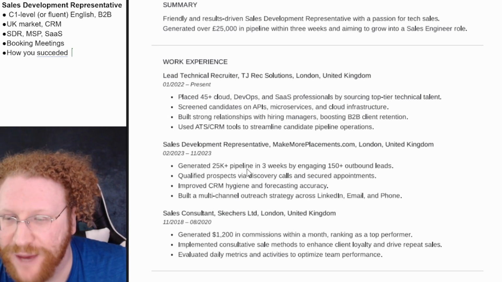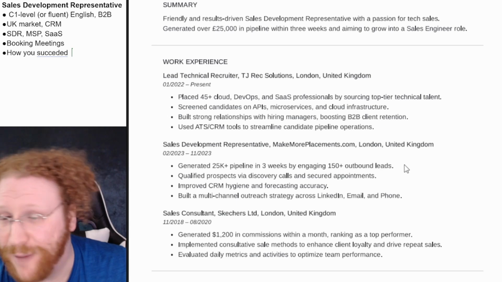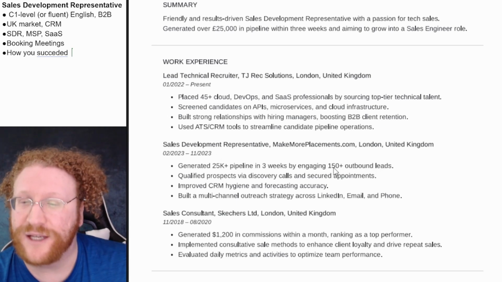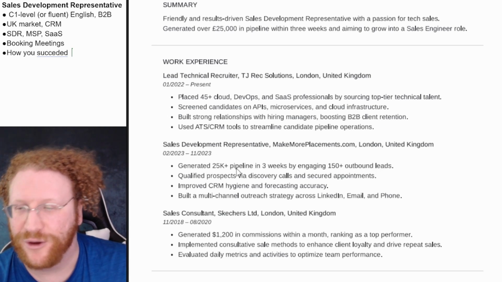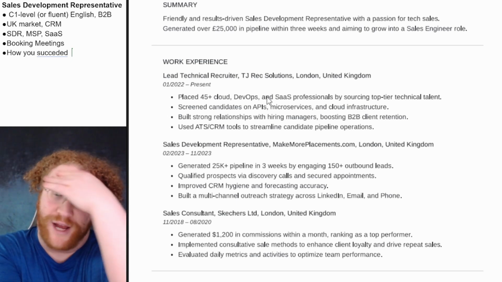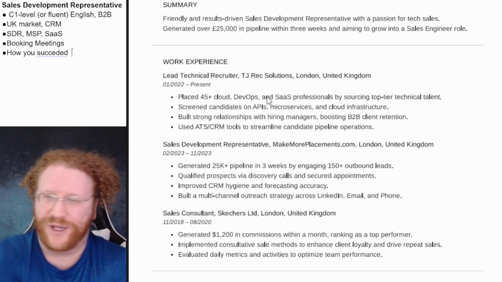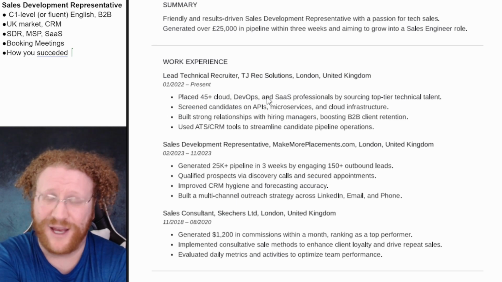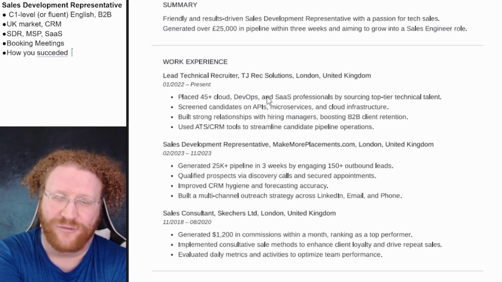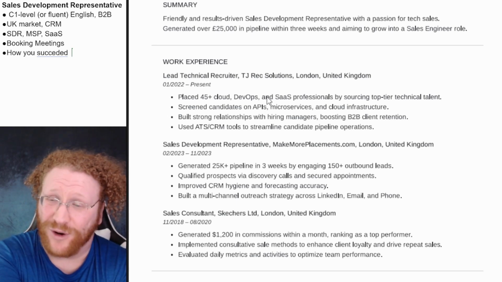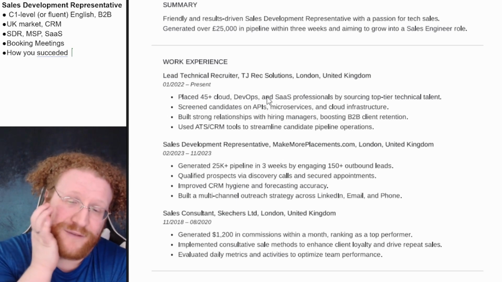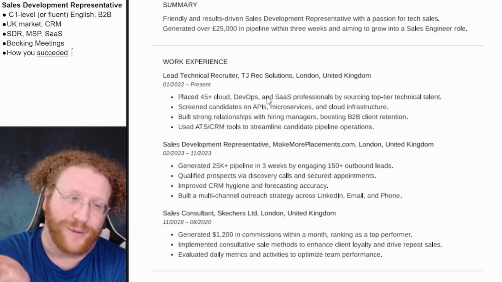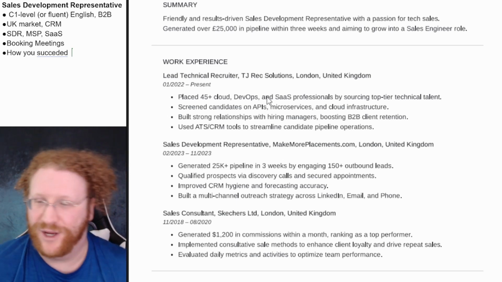"Generated 25K pipeline in 3 weeks by engaging 150 outbound leads." This is good. See, this is where it shows a little bit more. I would like to know in what area. Then there's "sales development representative, make more placements." I don't know what that is. Is this still recruitment? I'm a little confused. By itself, the bullet point is okay. I just want a little bit more about what you did here.